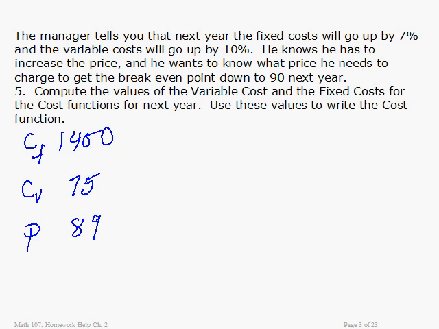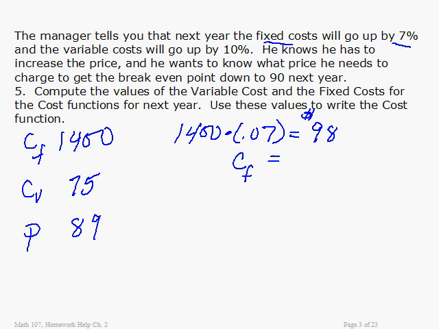Okay, the manager tells you that next year the fixed costs are going to go up by 7%. There's two ways you can do this to find the new fixed cost. You can take the old ones, so you go 1,400, and multiply by, of course you have to change that to decimal, 0.07, and working that out you find they're going to go up like $98. Then you take that increase and add it to the other one, so your new fixed costs are now $1,498.